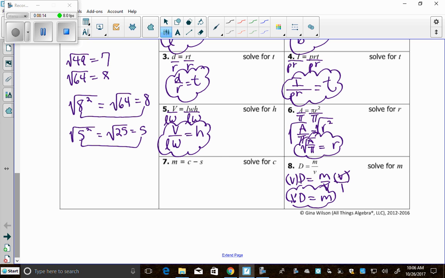On number 7, it says to solve for C. Well, what's being done to C is that S is being subtracted. So I'm going to add S to each side. M and S are not like terms. So I have M plus S equals C.